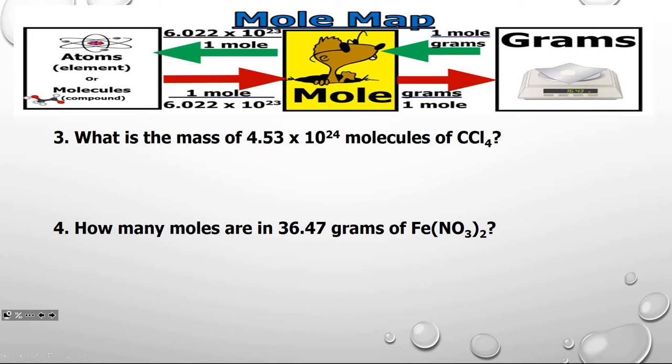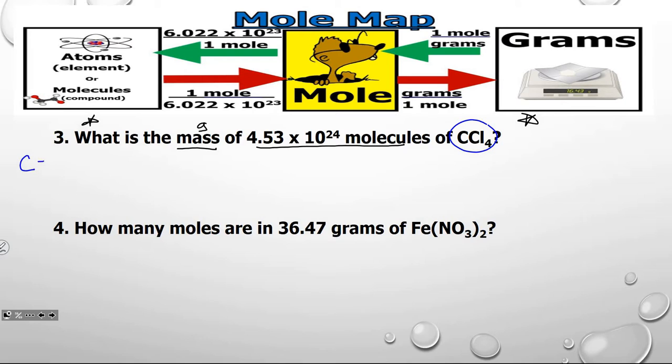On this one now, we're looking for the mass. When it says mass, that's grams. You're looking for grams. So I'm looking to come over here. I started with molecule, so I'm over here. But molecule is a compound, right? So before I start writing anything down, I need to add up the mass of that compound.